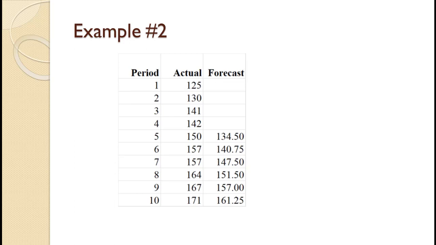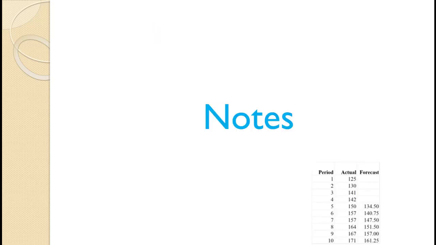The slide shows a set of data for periods 1 through 10 and an associated forecast. We wish to compute the tracking signal for this forecast to see if there is any bias. 4 notes about this forecast. First, this is a simple moving average forecast example from a prior tutorial, although that will not affect the calculations. Second, unlike the first example, the forecasts have not been rounded.